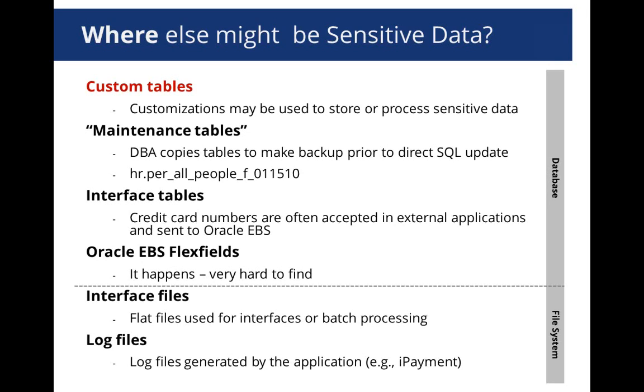Then also some interfaces run and error out. So we actually find a lot of interface tables that have maybe 10, 20, 100 records in them because those were errors. And someone should have gone in and cleaned those out, but that didn't happen.